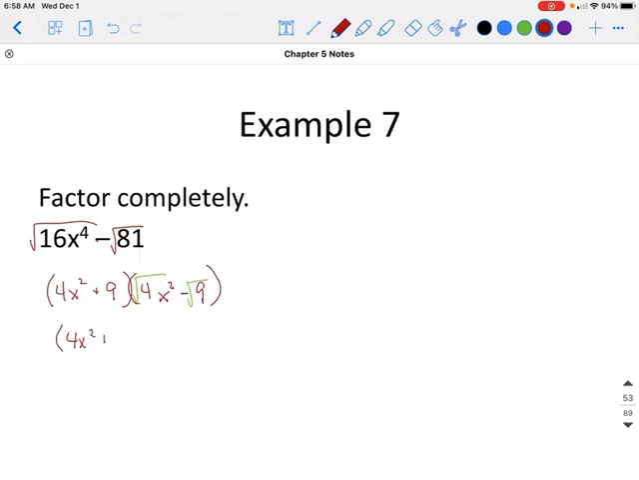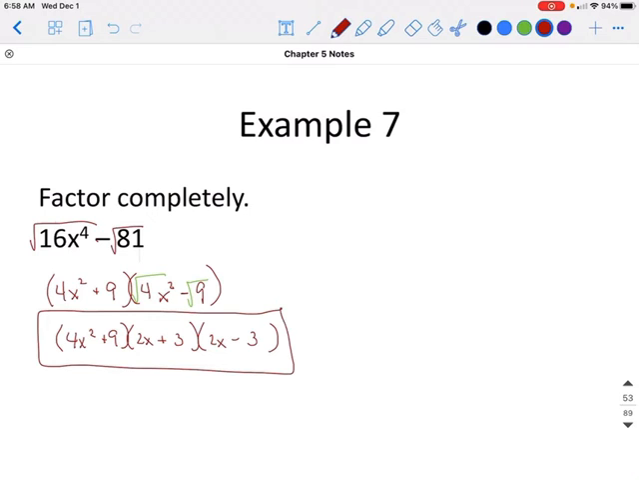So this will be 4x squared plus 9. And if we factor this one again, the square root of 4x squared is going to give us 2x and 2x. The square root of 9 is 3. And we will have one of each sign.